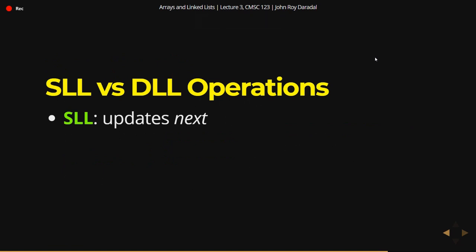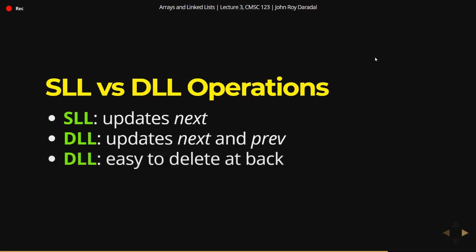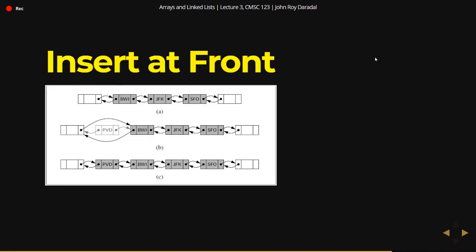Now, to compare SLL and DLL operations, for SLL, we only update the next, but for DLL, we update both the next and the previous. And in DLLs, it would now be easy to delete at the back because you now have a reference to the previous node. Recall earlier in SLL, the problem was we did not have a reference to the previous node, and we wanted the previous node to be the new tail. But now, since we have links to both the next and the previous, it's fairly easy to do so.